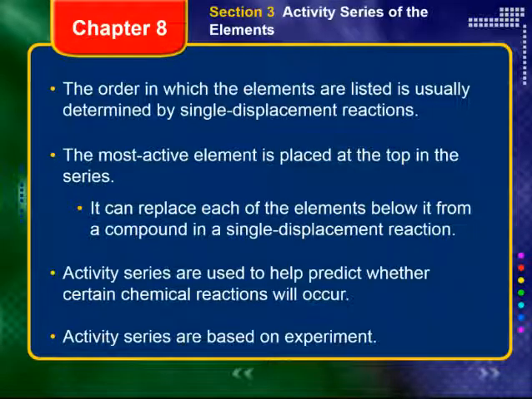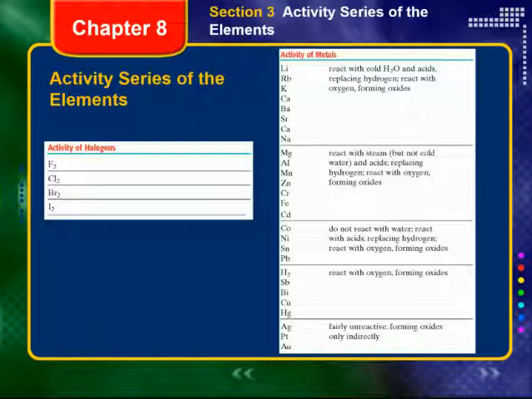The order in which the elements are listed is usually determined by a single displacement reaction in aqueous solution. So remember that. It's usually determined by a single displacement reaction in aqueous solution. The most active element is always going to be placed at the top of this series. So everything listed at the top can replace anything that follows. Anything at the bottom does not replace anything above it. The activity series can be used to help predict whether certain chemical reactions occur, and that's what you are going to use it for. So here are my examples. I have an activity series for a halogen, I have an activity series for a metal, and yes, you will have access to this as you work on your assignments and as you work on your assessments.